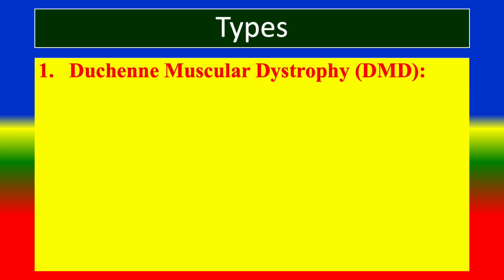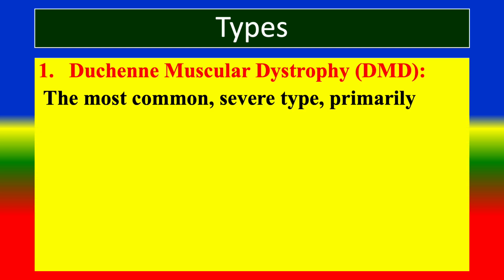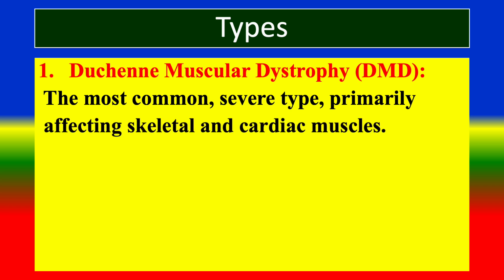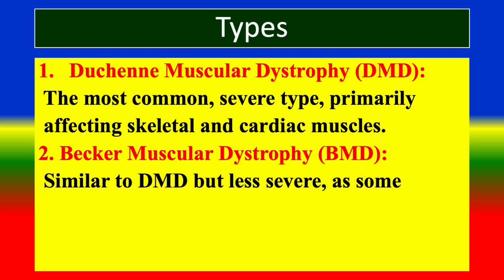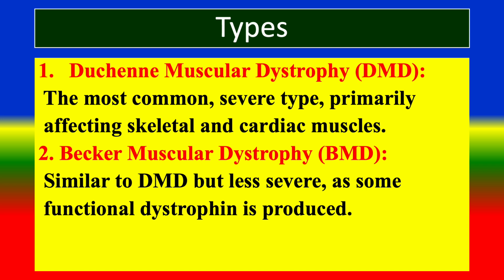Types. 1. Duchenne muscular dystrophy, the most common severe type, primarily affecting skeletal and cardiac muscles. 2. Becker muscular dystrophy, BMD, similar to DMD but less severe, as some functional dystrophin is produced.